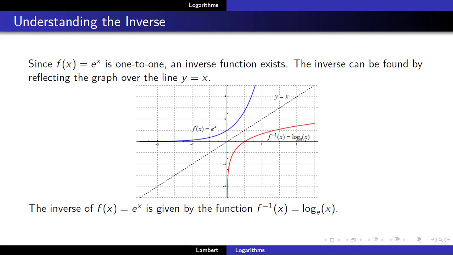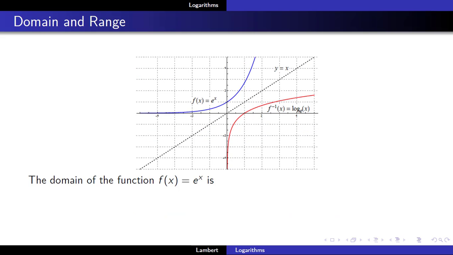This one's actually a special type of logarithm. We'll later call this the natural logarithm because e occurs so often. So what do we know about this information? Well, we know the domain of the function f of x equals e to the x is negative infinity to infinity, and the range is 0 to infinity.